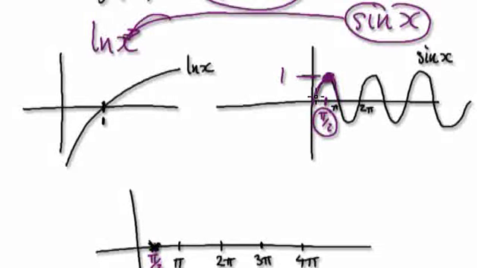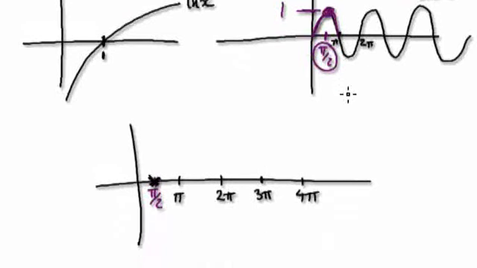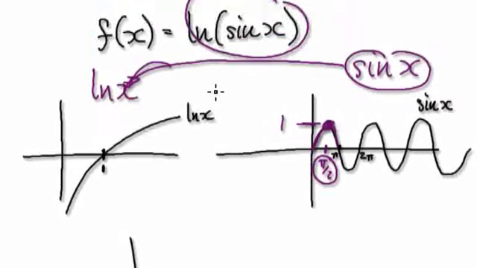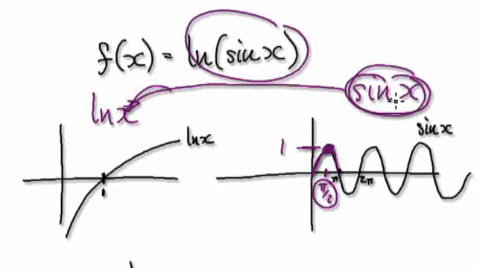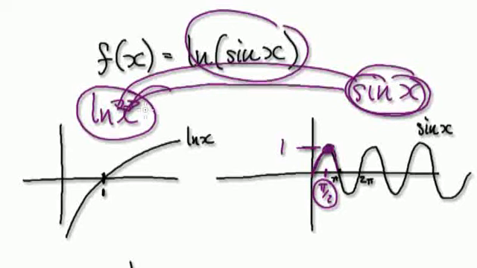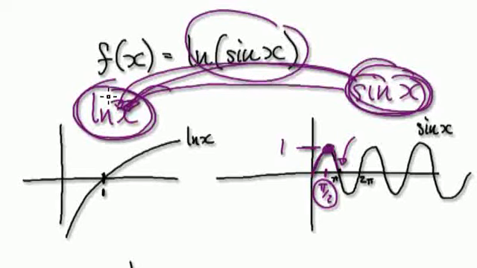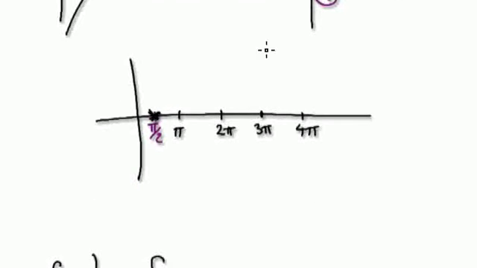Then dead on pi, sine of x would be 0, and when you put this into here, it breaks down. Remember, natural log of x, where x has to be greater than 0. So if you try and put 0 into here, it breaks down. So dead on pi, if you try and put sine pi into here, this whole thing breaks down. So something weird happens dead on pi.